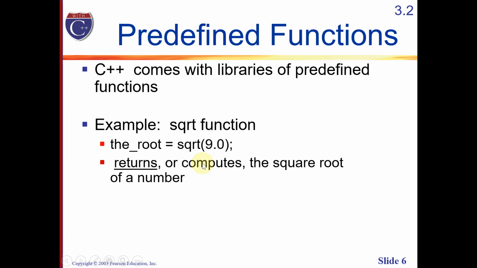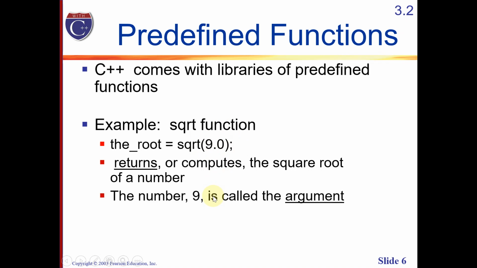What the square root function does is it returns the square root of a number indicated in this parenthesis. In this case, the number 9 is called the argument. For a function, an argument is required. In this case, given the square root function, the argument is required, hence we place the number 9. And the result will contain 3.